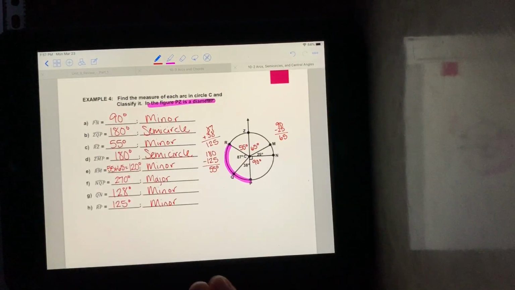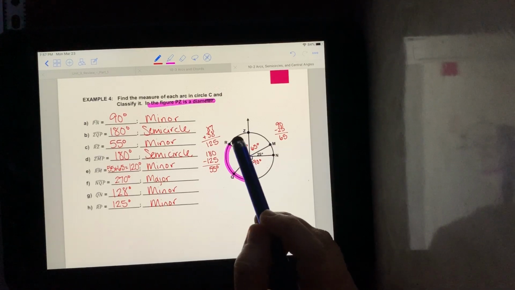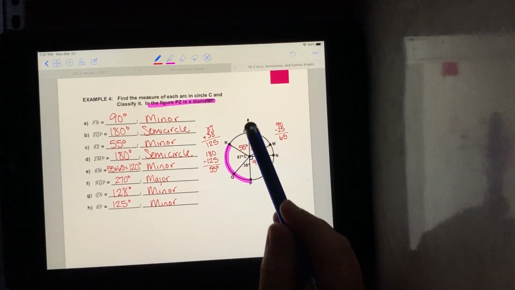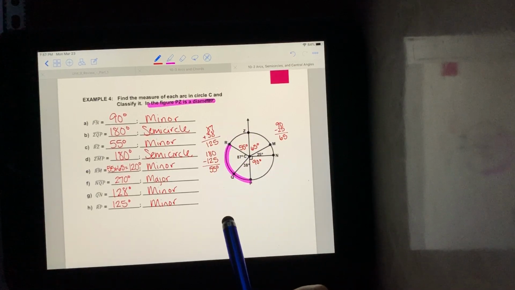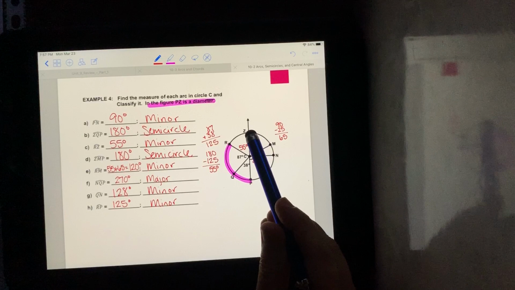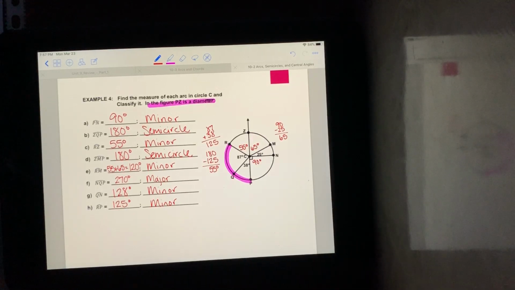So, recap a couple of things. Arcs are just like the crust of a pizza, it's just the outer piece of the circumference. Minor arcs are less than 180 degrees, major arcs are greater than 180 degrees, and semicircles are exactly 180 degrees. The last thing that you need to remember from this is that the degree of the arc is the same as the measure of the central angle, and remember, to be central, the vertex has to be in the center of the circle. All right, that's all I have for you for 10-2.